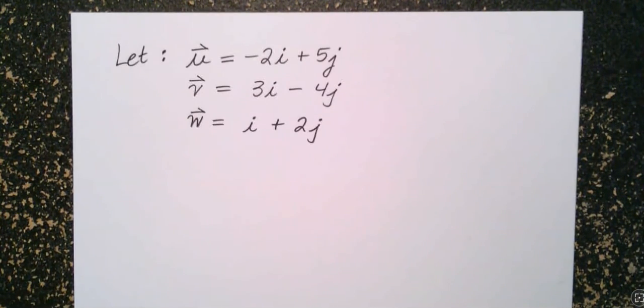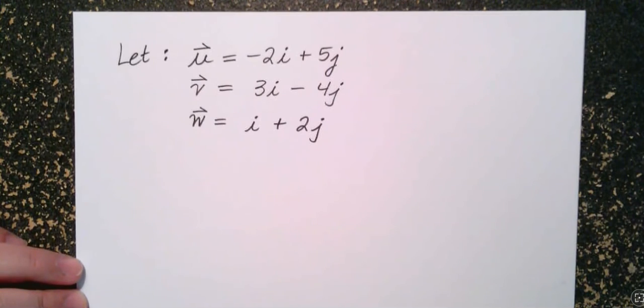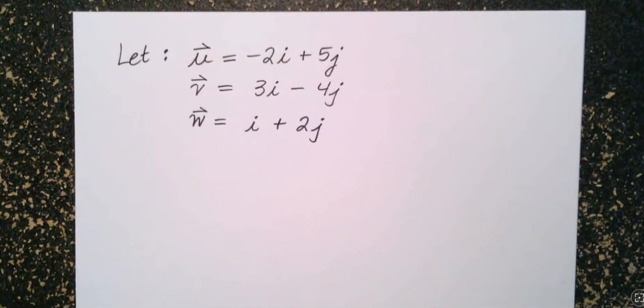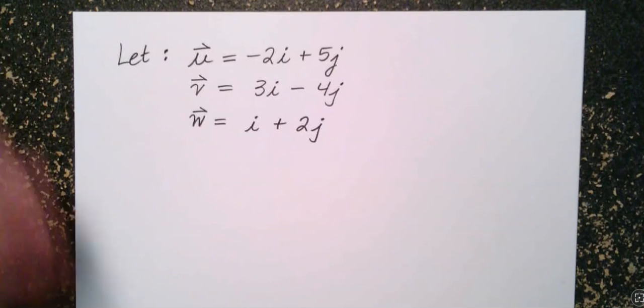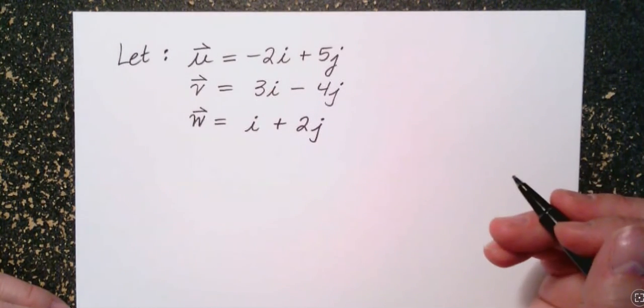Okay, last but not least, we're going to manipulate some vectors because sometimes that's something we're asked to do. We've got 3 different vectors here. They're all written as a product of unit vectors or a sum of unit vectors. And we want to do various things with it.